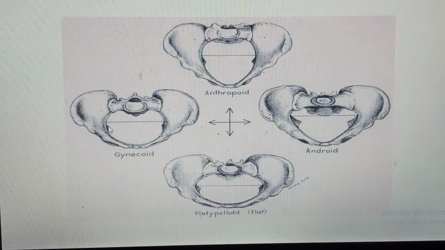Now these ischial spines, compared to the ischial spines you find in the other types of pelvis, you can see that this one is less prominent, the least prominent among all these types of pelvises that we are going to have.